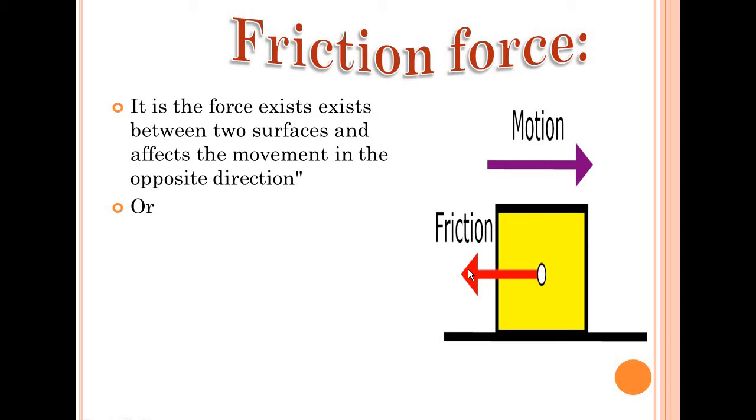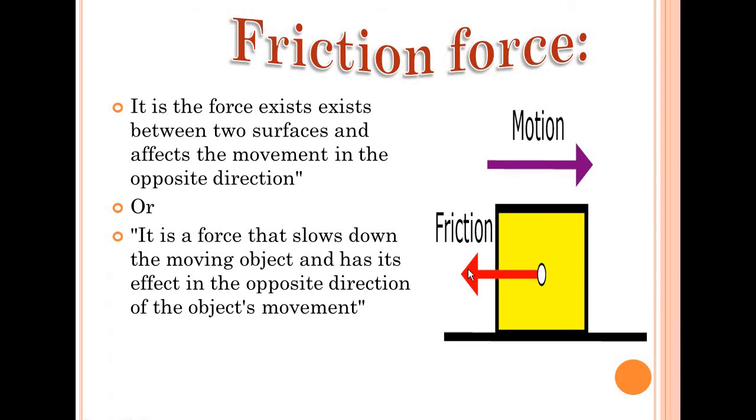So friction force acts or exists between two surfaces, and it is applied in the opposite direction of the movement of the object. And this force slows down the moving object. That means it slows down the object until it stops.